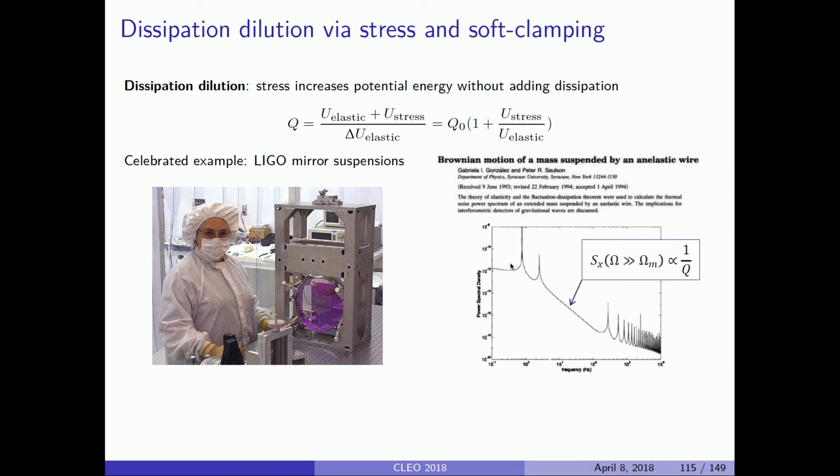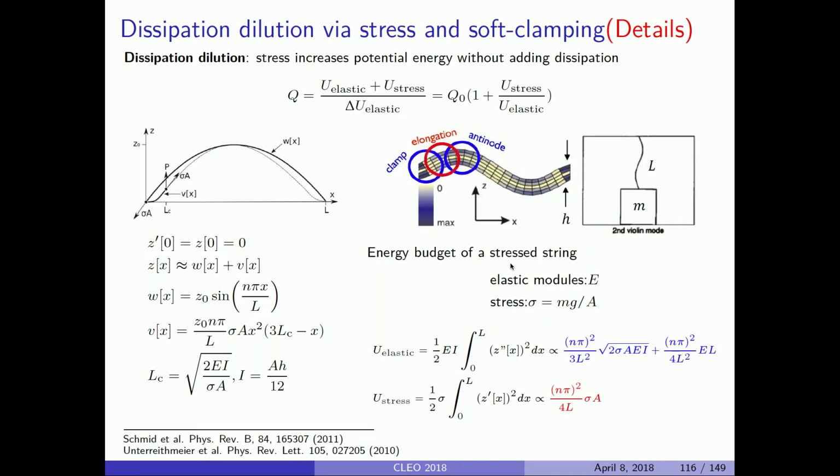The quality factor depends on the intrinsic material quality factor Q0, and then it scales like 1 plus the energy stored in the stress divided by the energy stored in the elastic elongation. What this tells you is the following: if you have a large energy in the stress, significantly larger than the energy in the elastic deformation, then the quality factor of the entire structure will be enhanced. This effect is called loss dilution, and it has a very intuitive understanding.